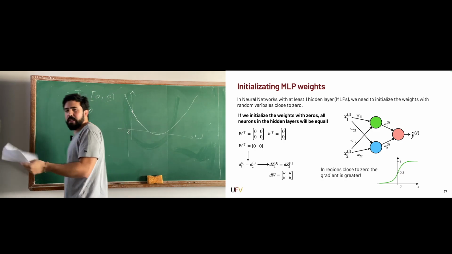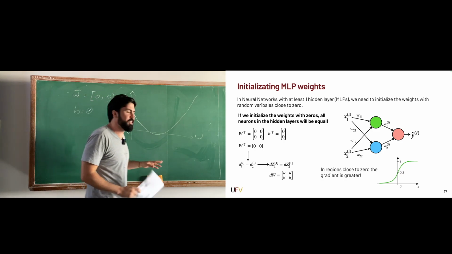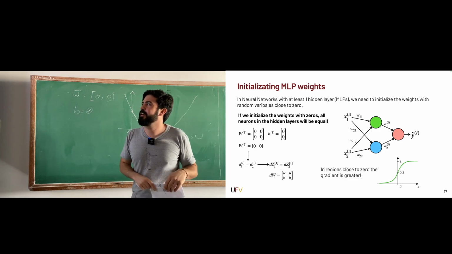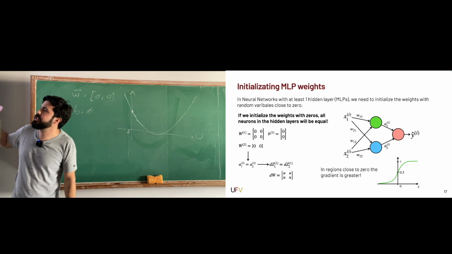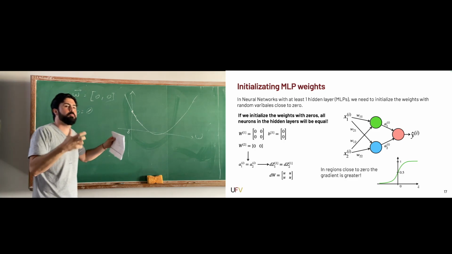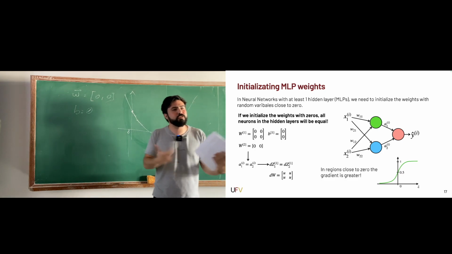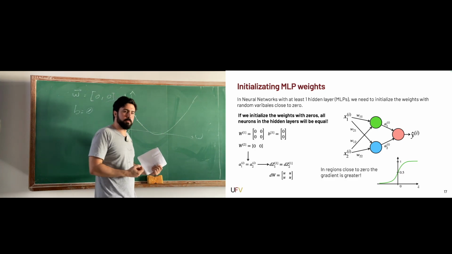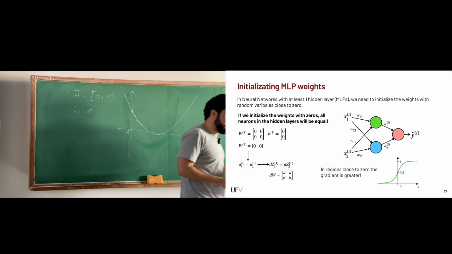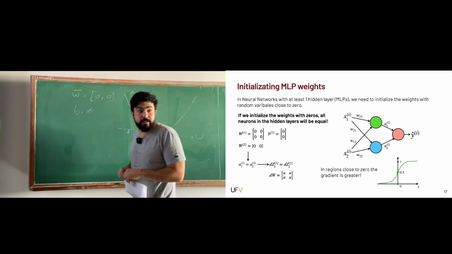But in neural networks, we cannot do that. Instead, what we do is we initialize the weights of the entire network. And when I say initialize the weights, now I have a weight matrix per layer, right? So I'm going to initialize these weight matrices with random numbers close to 0. Okay? So very small numbers, but they're not the same.